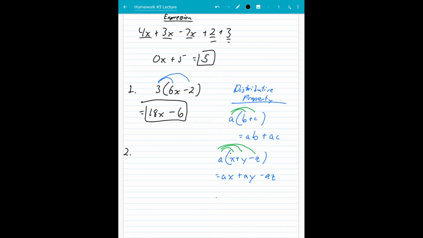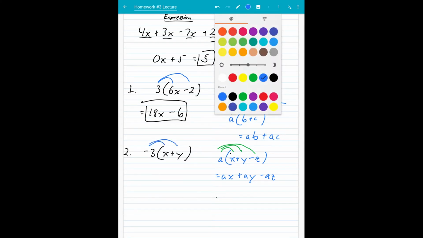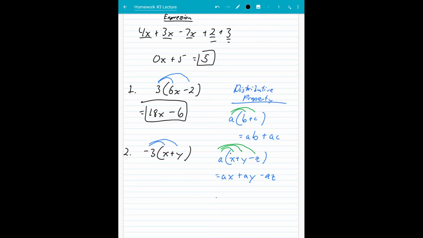If I did number 2 from the homework, negative 3 times x plus y, again, we're going to distribute this negative 3 to the x and to the y. So negative 3 times x makes negative 3x. Negative 3 times y makes minus 3y. And that gives us our answer. It's pretty straightforward in the sense of how to distribute to everything on the inside.